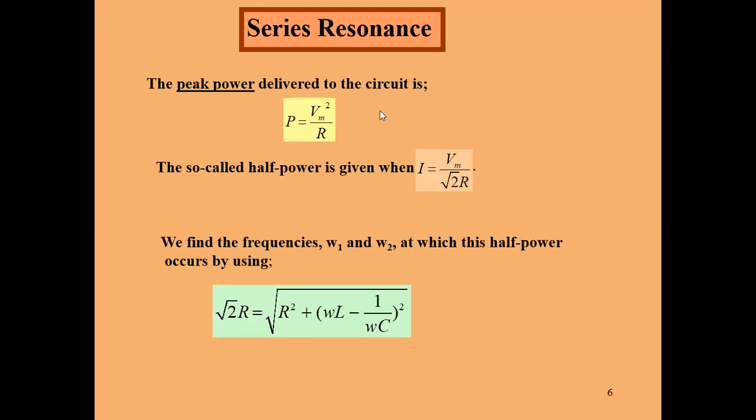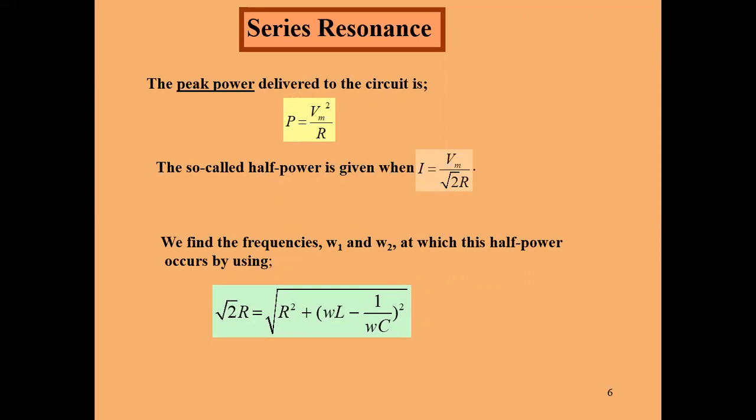Then the next one is the power. At this series resonance, the peak power delivered to the circuit is P equal to I squared R. We know that I is equal to voltage divided by resistance, so putting that value of I equal to V upon R, we obtain V square divided by R, which is our peak power. And if we want to find the half power, we take I equal to Vm divided by twice R.